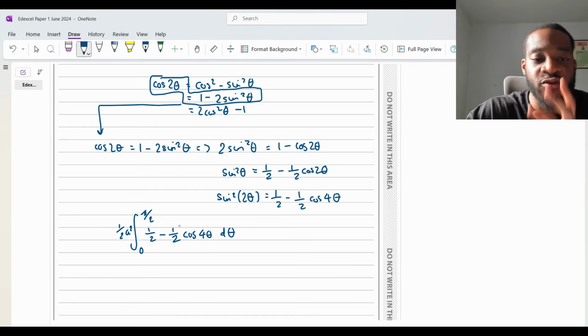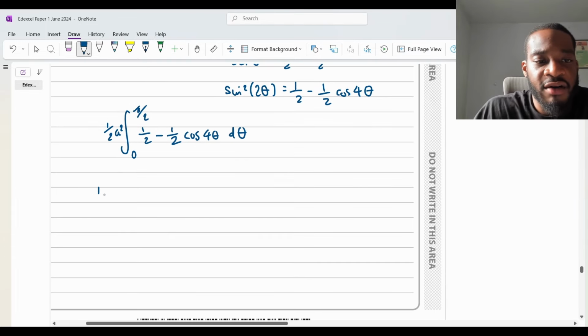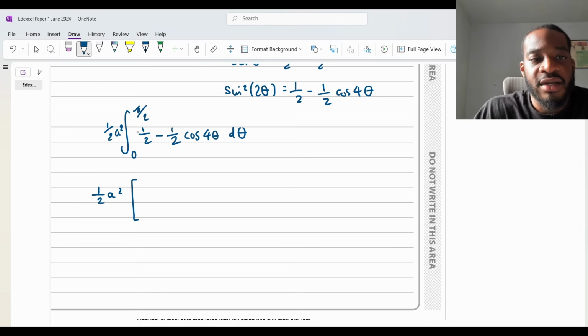That's the whole process behind it, reducing the power. So now we're here, we can get started. Because I've got a half a squared on the outside, got that there. Now let me put the limits in here. So 0 to pi over 2. Now 1 half, we're integrating with respect to theta, so it's going to be a half theta.